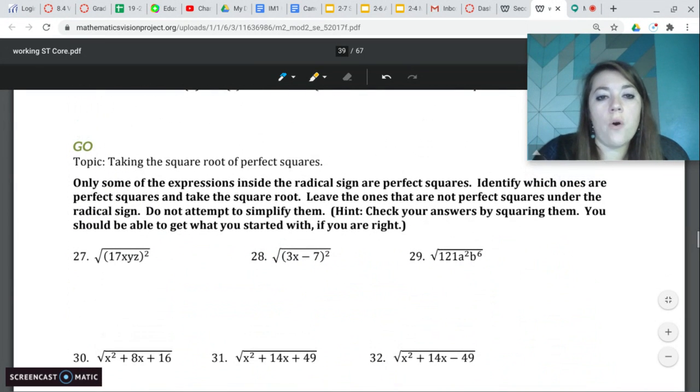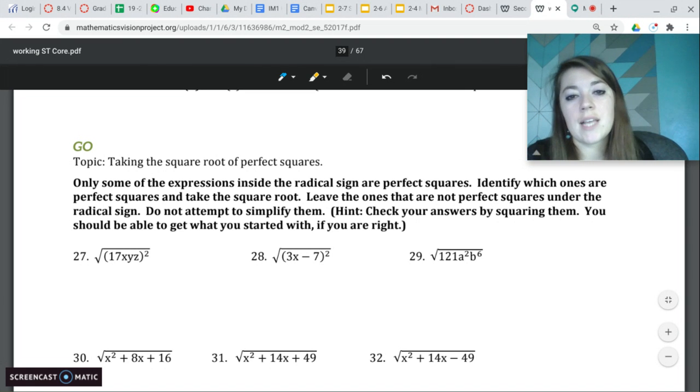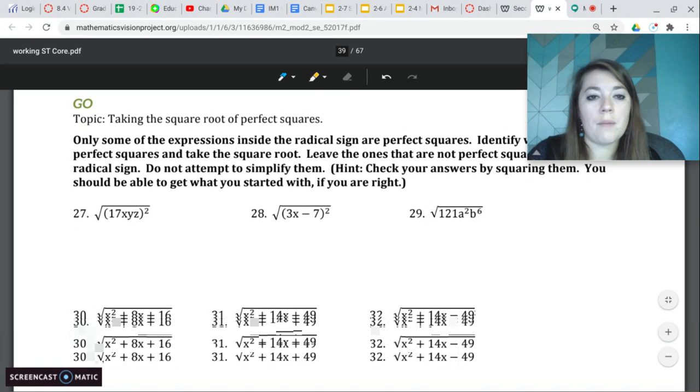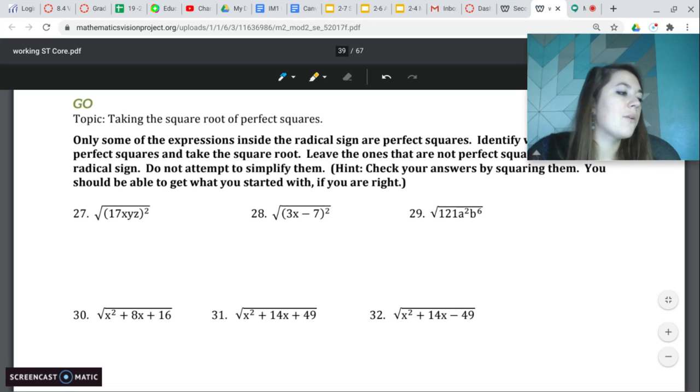All right, and the last section, only some of the expressions inside the radical sign are perfect squares. Identify which ones are perfect squares and take the square root. Leave the ones that are not perfect squares under the radical sign. Do not attempt to simplify them. Hint, check your answers by squaring them. You should be able to get what you started with if you're right.